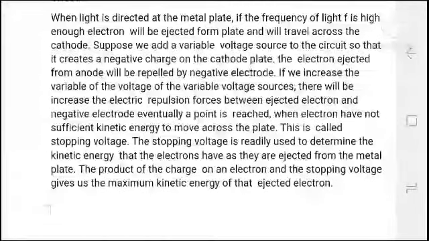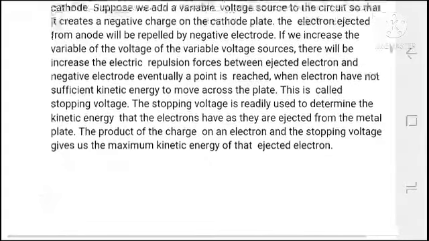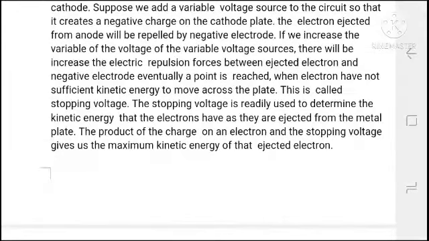If we increase the voltage of the variable voltage source, there will be an increase in the electric repulsion force between the ejected electrons and the negative cathode. Eventually, a point is reached when electrons do not have sufficient kinetic energy to move across the plate. This is the stopping voltage. The stopping voltage is used to determine the kinetic energy that the electrons have as they are ejected from the metal plate. The product of the charge of the electron and the stopping voltage gives us the maximum kinetic energy of the ejected electron.